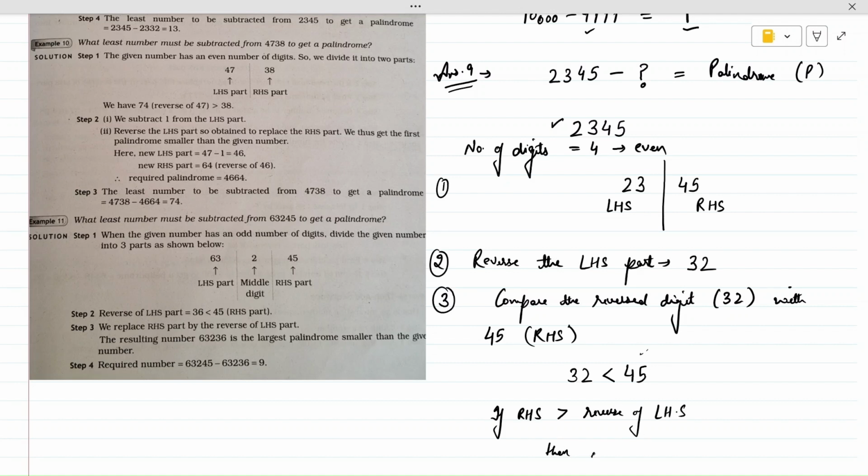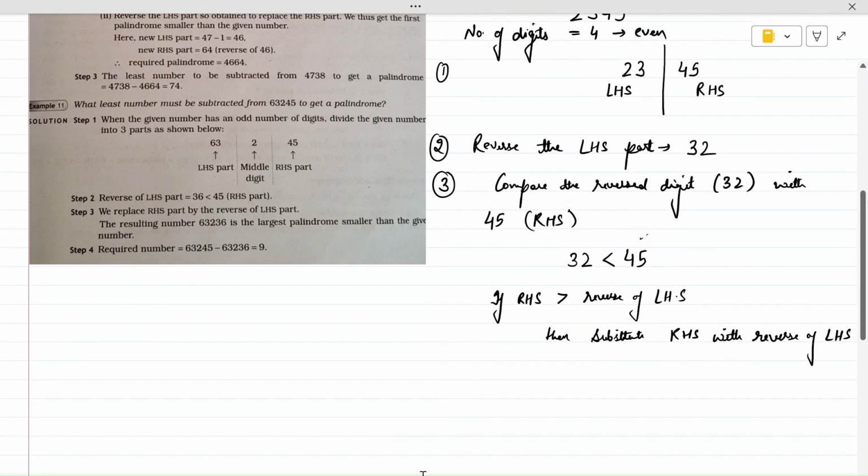then substitute RHS with reverse of LHS. Okay, so what does that mean? We have 23 and 45. We have taken the reverse of 23, which is 32. Now we will compare this reversed number 32 with the RHS. That is, the RHS is 45, and the reverse of the number is 32. This is the third part where we are comparing.